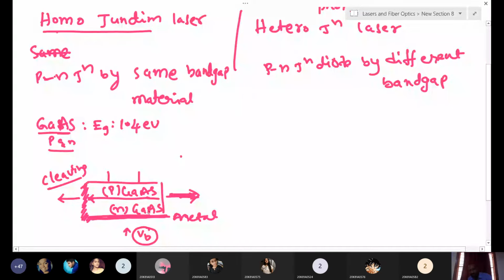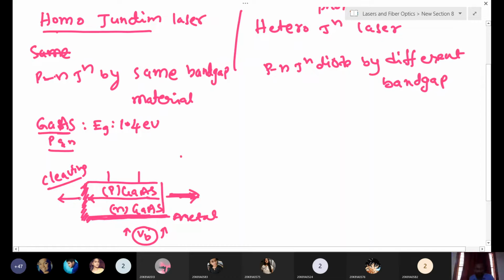Whatever you have done in the experiment, a similar way also. First they will take the same one material, suppose N type gallium arsenide. On top of it they will fabricate or deposit P type gallium arsenide, and front and back apply some voltage. They will take the metal contacts. After you apply some biasing voltage here, electrons will go to the excited state and will create the population inversion. Once they recombine, we will get the laser beam.